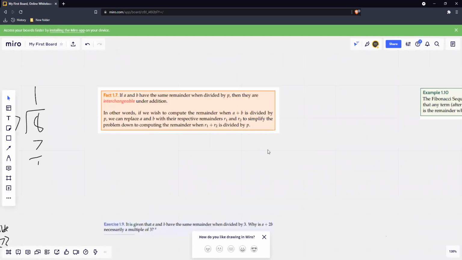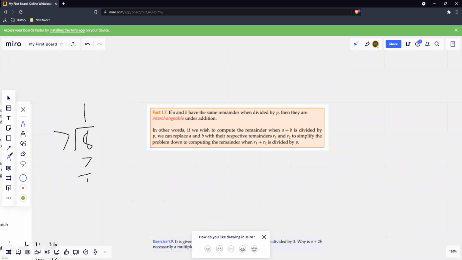Okay, this is some really early modular arithmetic. If a and b have the same remainder when divided by p, then they're interchangeable. This might be a new word, but it basically means you can switch a and b around under addition. For now, it's only available when we do addition. We'll do it for the other operations later. I don't think most of us know what interchangeable means yet, and it's best to learn with an example.